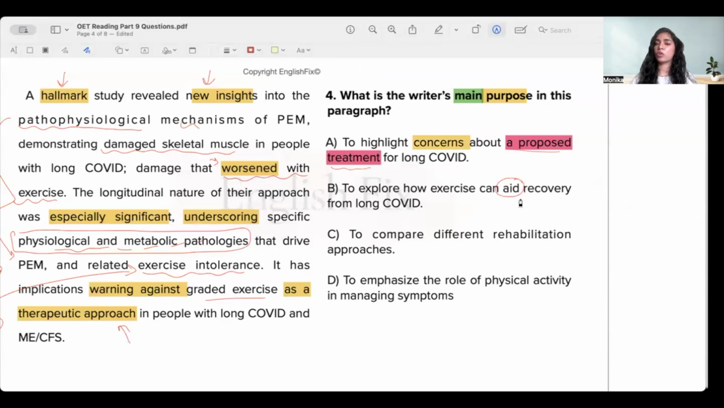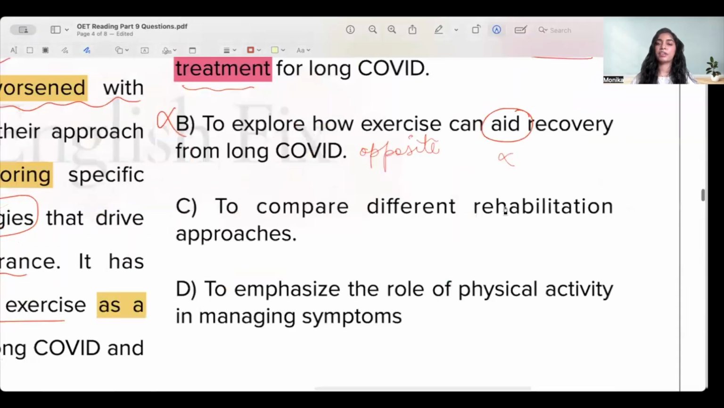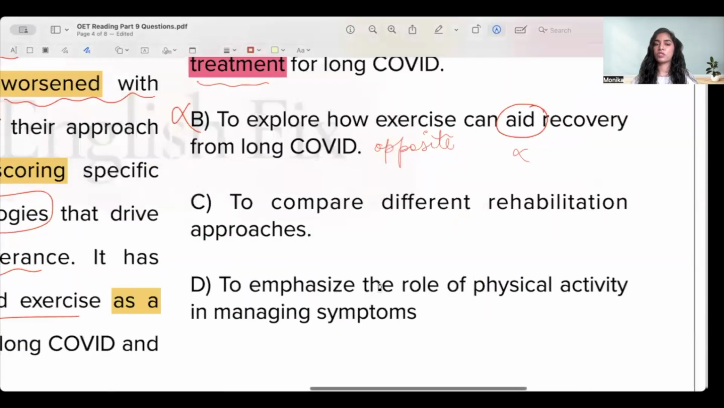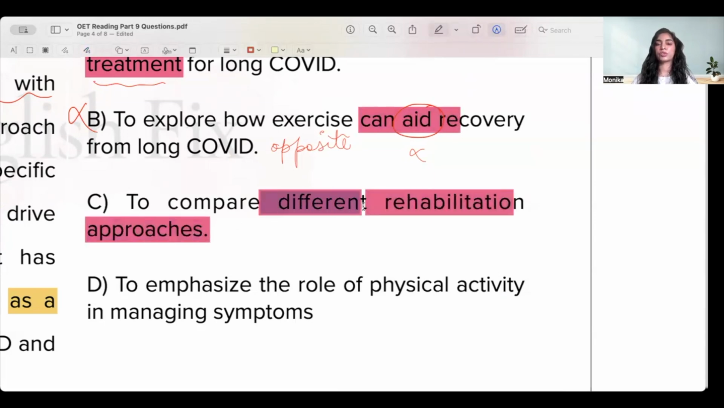Let's see. B: to explore how exercise can aid recovery from COVID. No, exercise is not actually helping recovery from COVID. In fact, it is doing the opposite. So answer B is going in a different direction. It's the complete opposite. I know right away B is wrong. Then C: to compare different rehabilitation approaches. They have only talked about exercise. They haven't talked about multiple approaches here. So I know right away this is wrong, because they have only talked about one approach, singular.